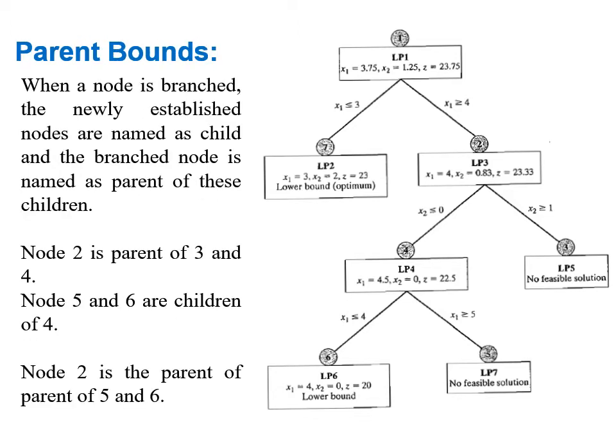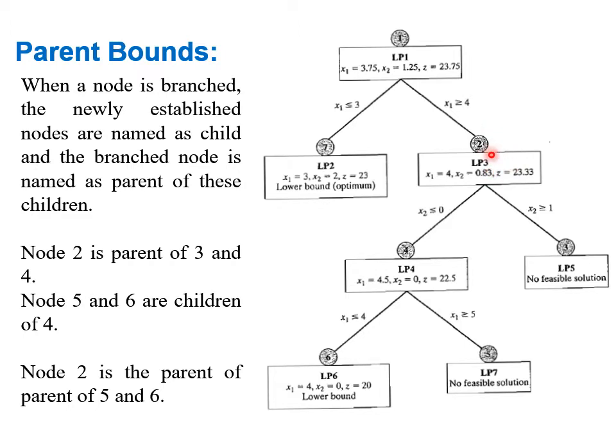Another important concept related to the branch and bound algorithm is the concept of parent bounds. The name of the algorithm is branch and bound, and in this algorithm, calculating bounds is important, and parent bounds are one way of calculating bounds. But the first thing we need to understand is what a parent is. Whenever a node is branched, this branched node becomes a parent, and the new subnodes are called its children.